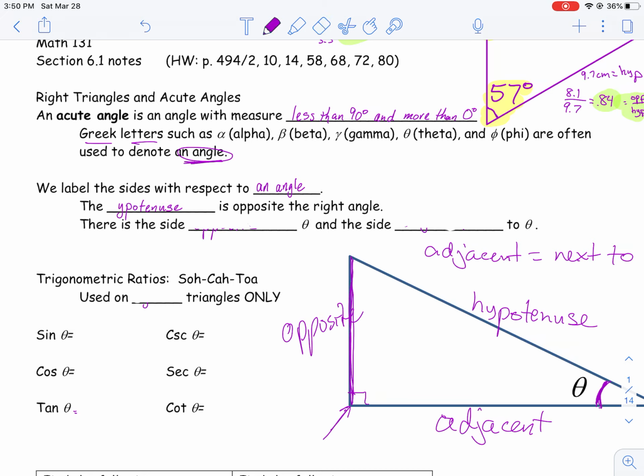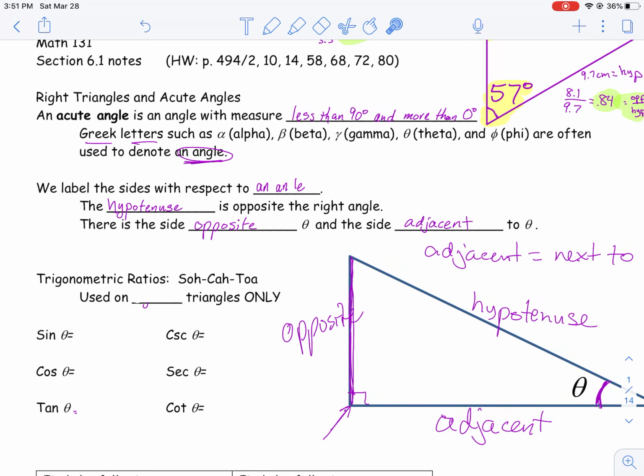The hypotenuse is opposite the right angle. So you see that down here, the hypotenuse is opposite the right angle. Then there are two other sides. There's the side opposite of the angle, theta, and the side adjacent to the angle. And we've already talked through that, but the side opposite the right angle, the longest side, is the hypotenuse, and that leaves one side that's adjacent to the angle.